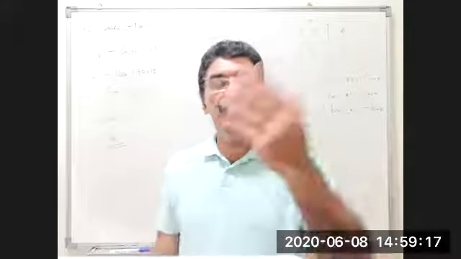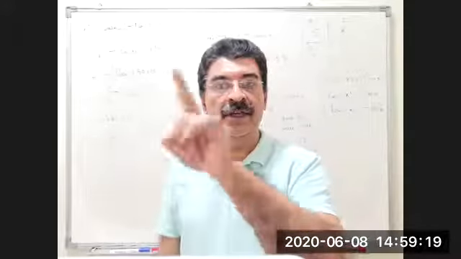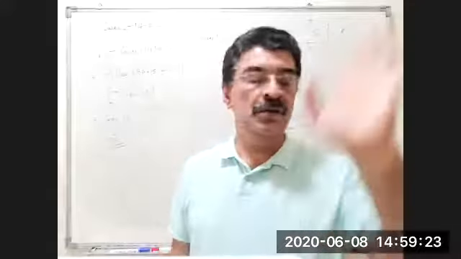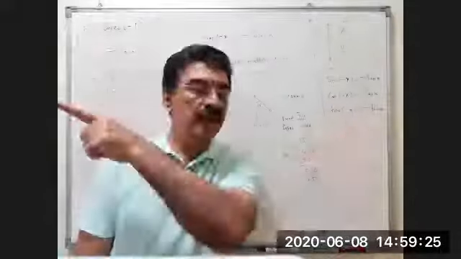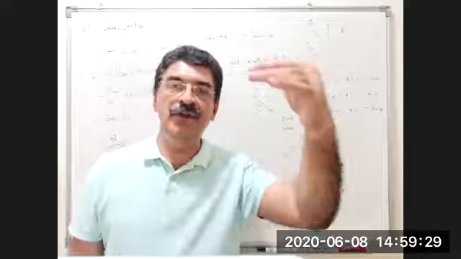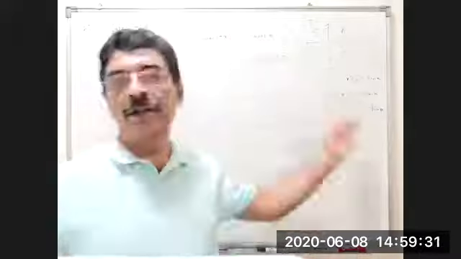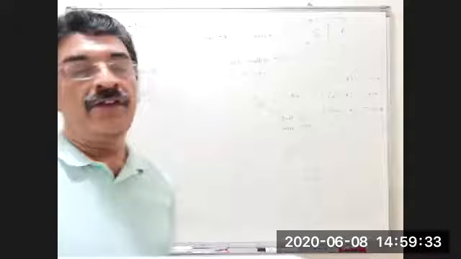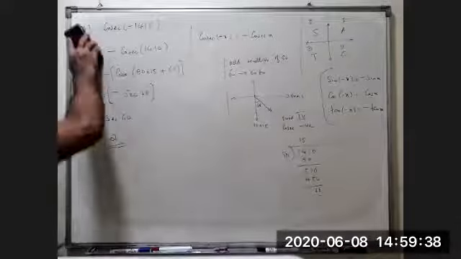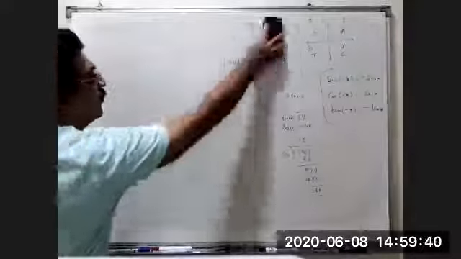Then those table values. Sin 0 is 0, sin 30 is 1 by 2, sin 45 is 1 by root 2, sin 60 is root 3 by 2, sin 90 is 1. If you write that in reverse order, it becomes cos. Sin by cos gives tan. Once you know sin, cos, tan, the remaining are all reciprocals. Now question number 9, we will do 9.